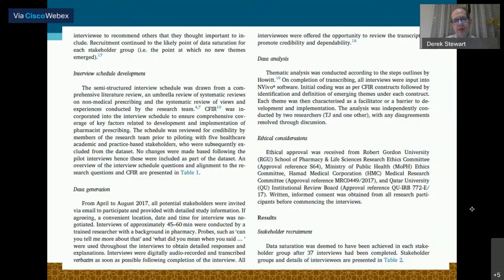You then need to prepare your actual data generation tool. And actually, I should say, please come back next week when we're looking at conducting qualitative research as a CPD session.